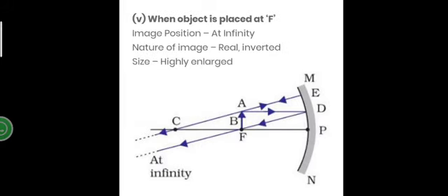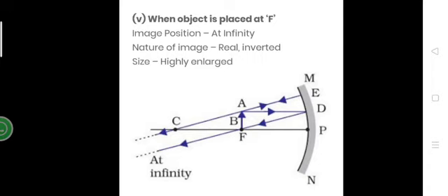And the fifth case is when the object is placed at F. When the object is at infinity, the image will be at focus. When the object is at focus, the image will be at infinity. Look here: the object is here, the first ray is parallel, passing through the focus, and another ray passes through the center of curvature. Both rays are parallel after reflection, so we can say that they meet at infinity. Clear? So the image position is at infinity, the rays actually meet, so it is real, and the size is highly enlarged.